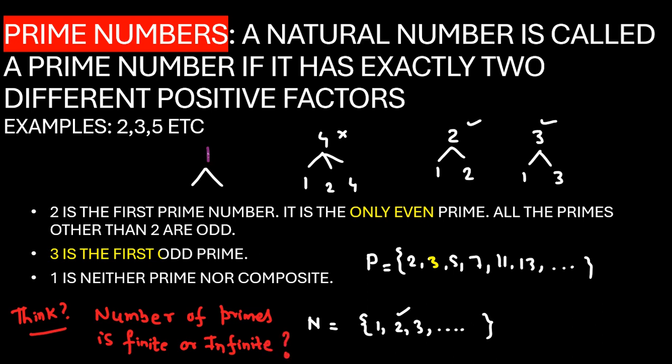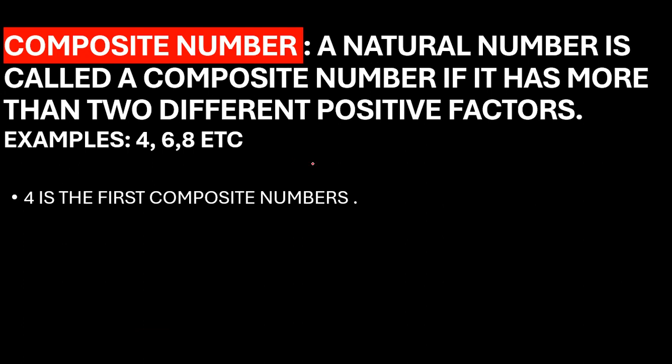Now prime is okay. Next is the composite number. A natural number is called a composite number if it has more than 2 different positive factors. I already discussed the number 4. It has 3 positive distinct factors, 1, 2, 4. If you take 6, it has factors 1, 2, 3 and 6 itself, so it has 4 different positive factors. So if any natural number has more than 2 different positive factors, then we call it a composite number. Is it clear?